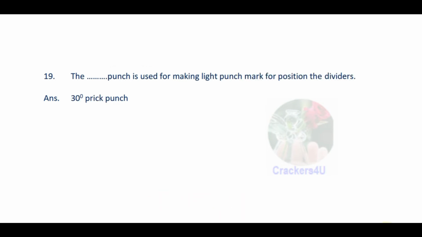The dash punch is used for making light punch marks to position the dividers. Answer, 30-degree prick punch.